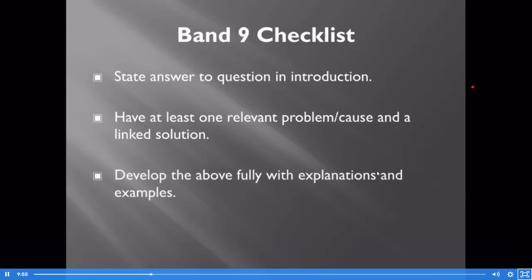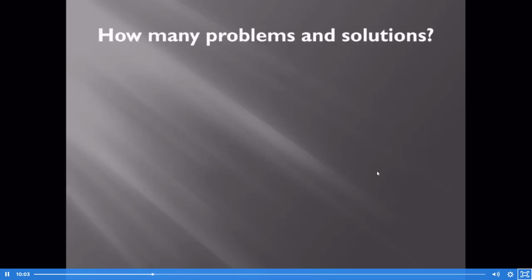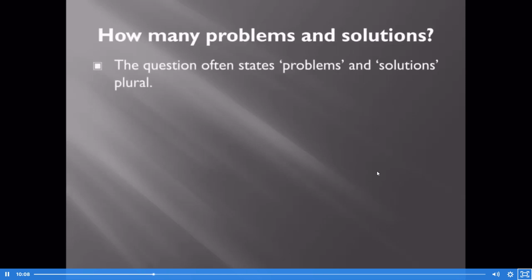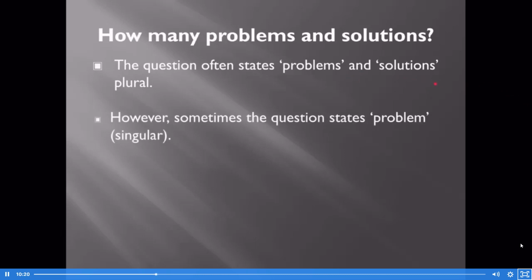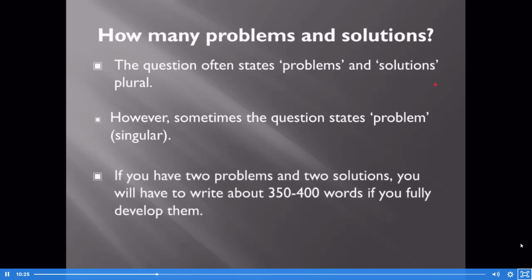Develop the above fully with explanations and examples. We're going to show you how to do that in the structure. And a short conclusion summarizing your main points. So how many problems and solutions are we going to include in our essay? The question often states problems and solutions, plural, with an S on the end, indicating that the question is asking you for more than one. However, sometimes the question states problem, singular. If you have 2 problems and 2 solutions, you'll have to write about 350 to 400 words if you fully develop them.